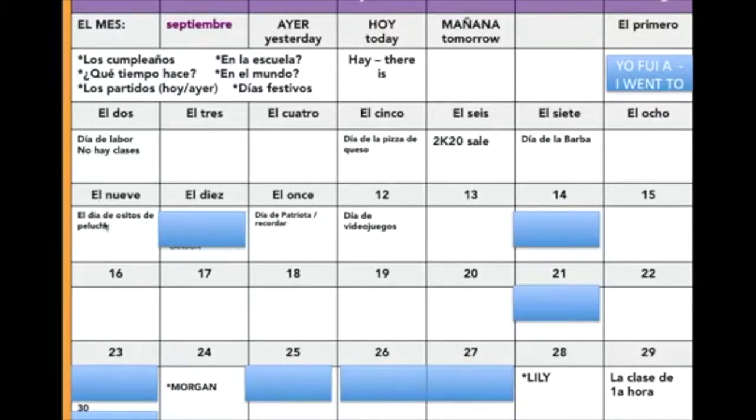These are the various days I was talking about. Well, on the 5th, it was cheese pizza day. The 7th was the beard day. The teddy bear day was on Monday, the 9th. And of course, our national day was the Day of the Patriot, or the Day of Memory.